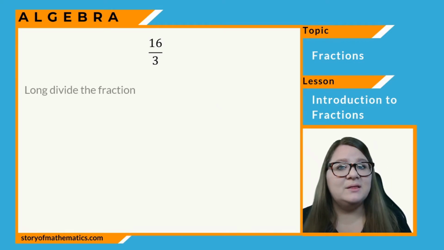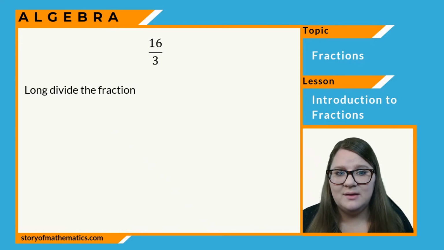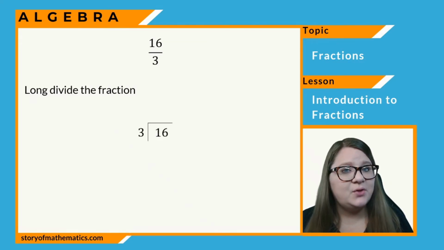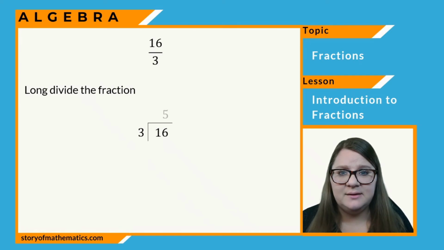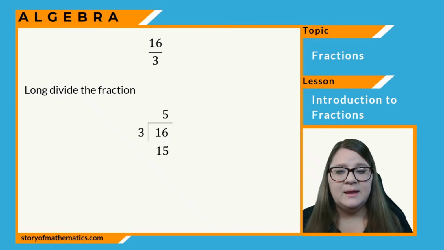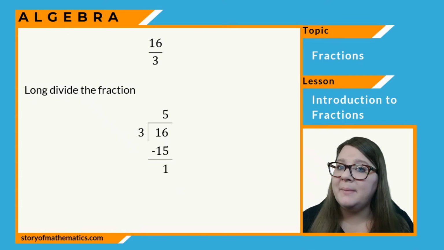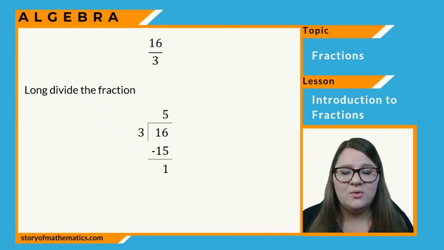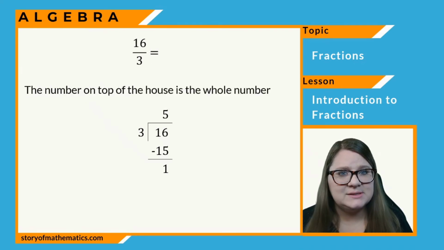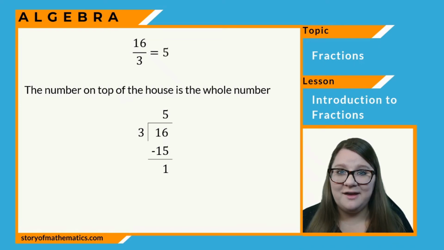I want to start by long dividing that fraction. So I put the 16 under the house and the 3 outside of the house. Now 3 goes into 16 5 times, and 5 times 3 is 15. Now I can subtract down and I get a remainder of 1. So the number on top of the house is the whole number, right? So the number on top of the house in this case is 5.